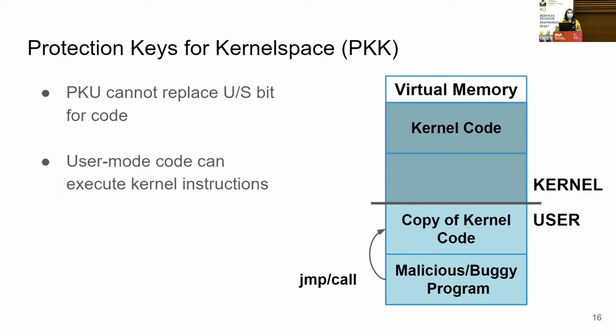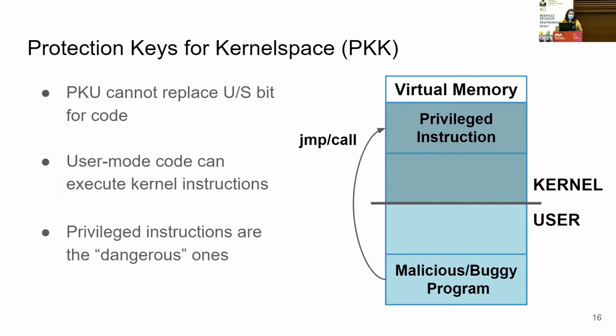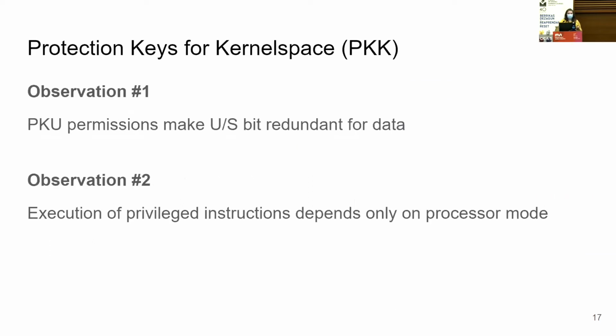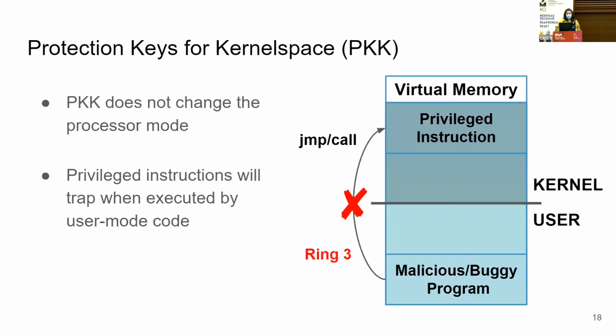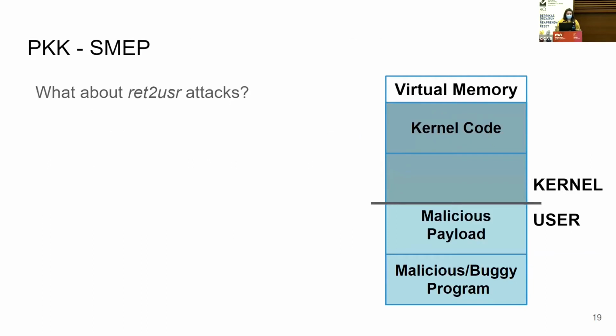So the problem is not that user code can execute any instruction, but that it can execute a privileged instruction. It's the privileged instructions that are the powerful and potentially dangerous ones. Which leads to the second observation. Execution of privileged instructions depends only on the processor mode, not on the US flag. So, since PKK does not change the processor mode, the privileged instructions will trap if and when executed by user mode code. And that's it. That's how we resolve this issue.